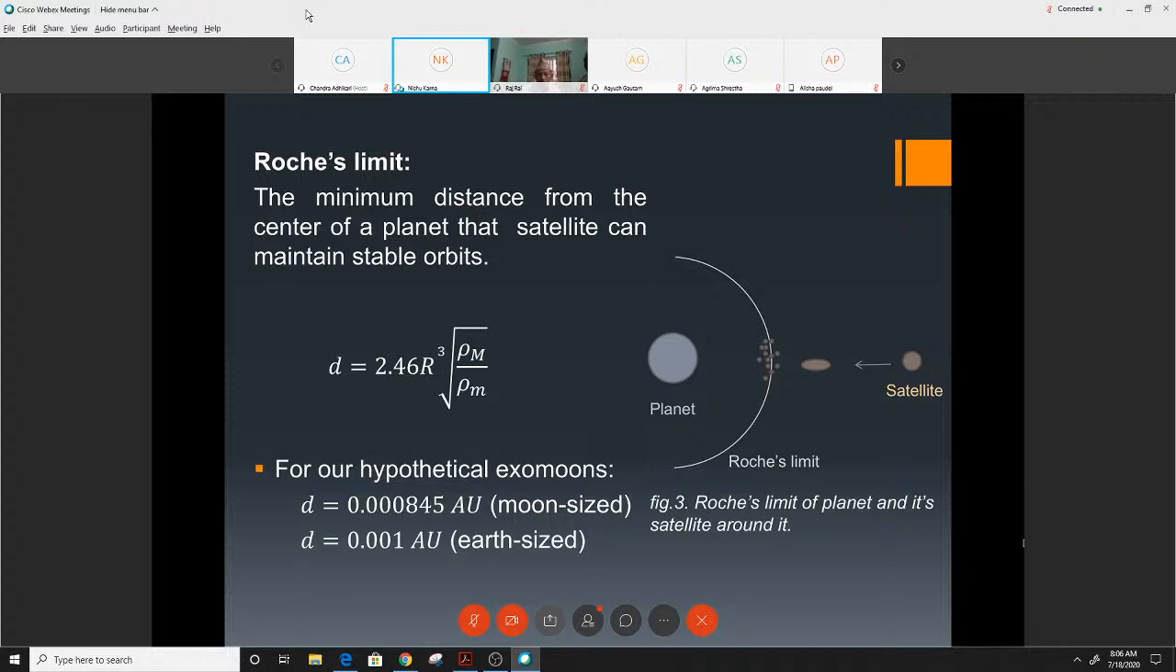So the fun fact here is the rings of Saturn lie on the Roche's limit of Saturn. So it is possible that the particles of the rings are probably the disintegrated bodies of a demolished moon. Here, D represents the value of Roche's limit, and the formula is shown on the screen.